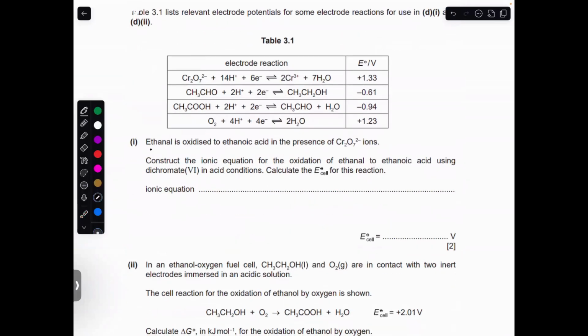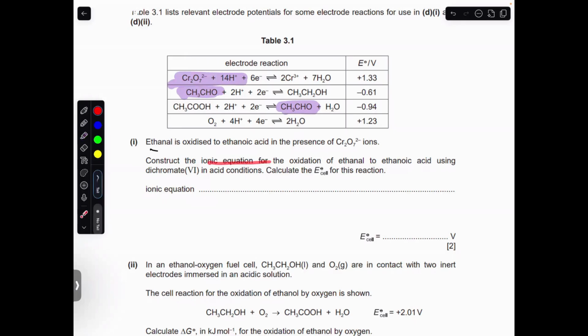Look, ethanol is oxidized to ethanoic acid in the presence of chromate. Construct the ionic equation for the oxidation of ethanol to ethanoic acid. Where is ethanol? This is ethanol. And this is the chromate. And what is the question saying? Look.